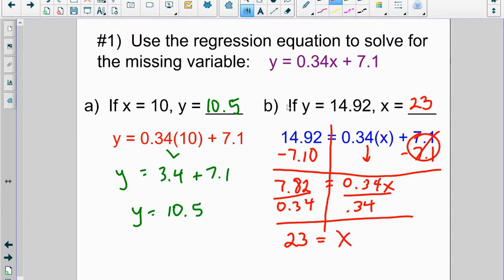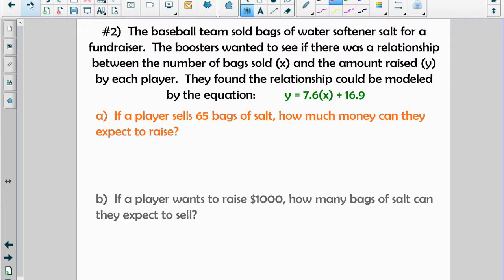All right, so that's two ways that we can use that equation. We can use the value of x to solve for y, or we can use the value of y to solve for x. Let's look at a problem where we have some actual application, where it makes a little bit more sense to us for our x and our y.